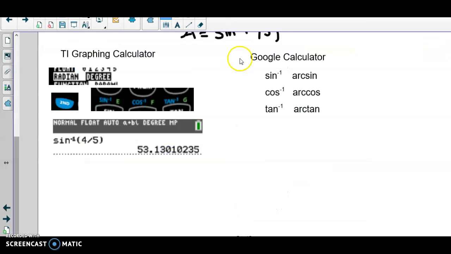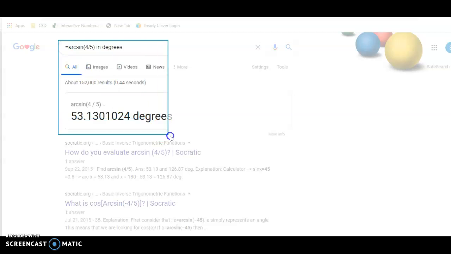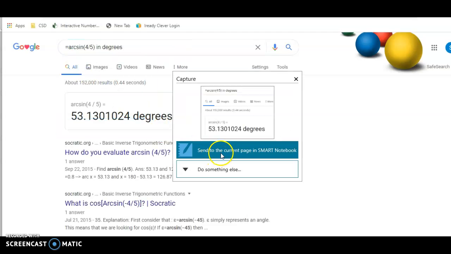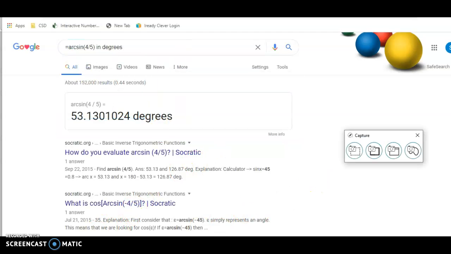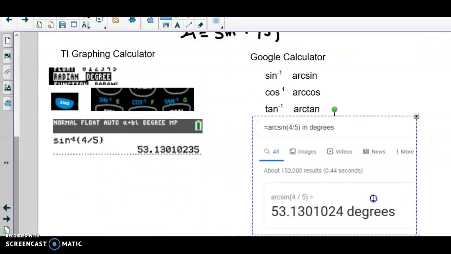So if you know you want your answer in degrees, you just type in arcsine 4 divided by 5 and just say in degrees, and you get your answer. That's so much cooler than what we just had. That was not cool. All right, and that's how you would solve this little baby equation, right?